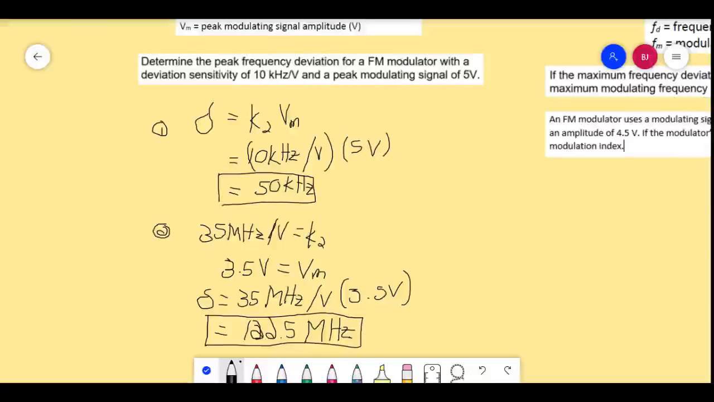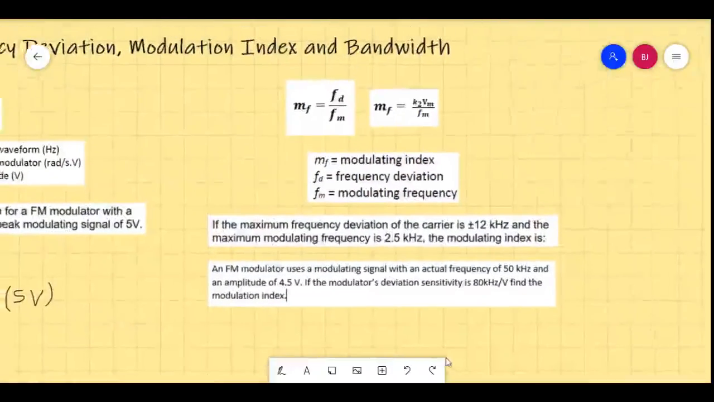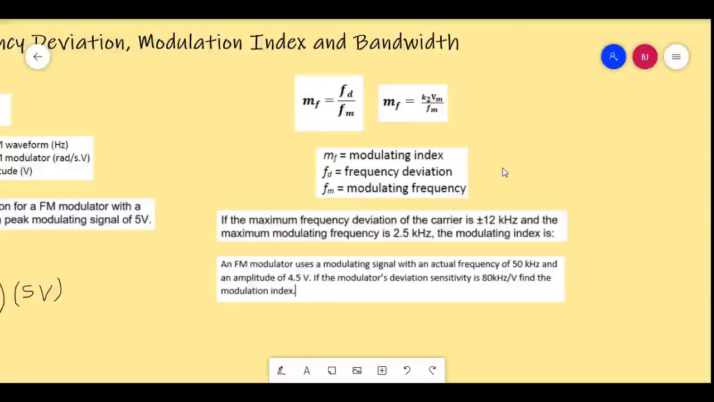Now, the next thing that we have to determine is what we call our modulation index. It would be different from amplitude modulation, as we would be using our aforementioned frequency deviation, and this time around we would also be using our modulating frequency. There are certain types of problems where the frequency deviation is already stated, and it's just as easy as dividing the frequency deviation by the modulating frequency.